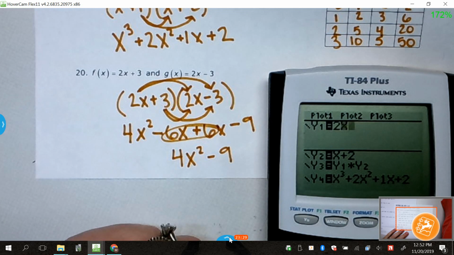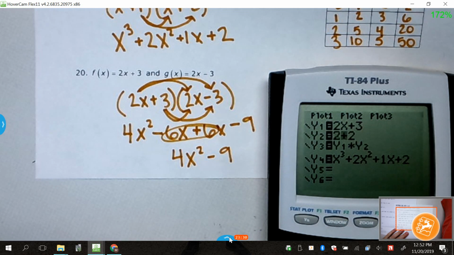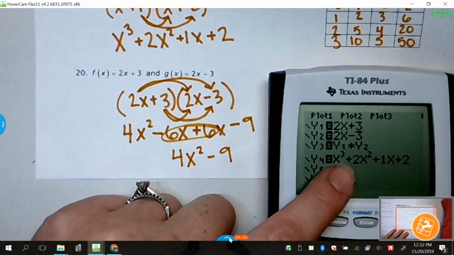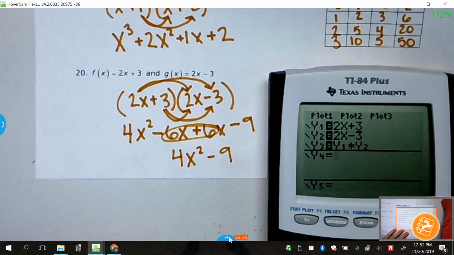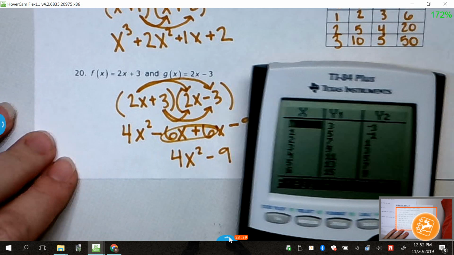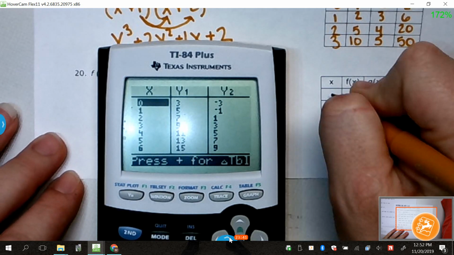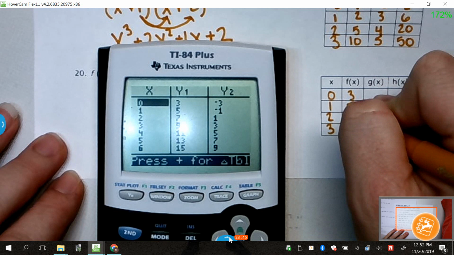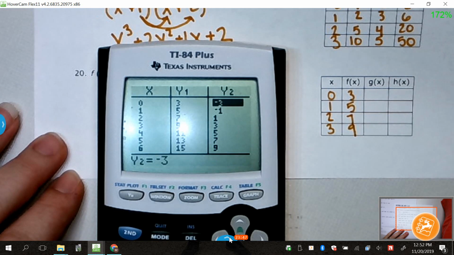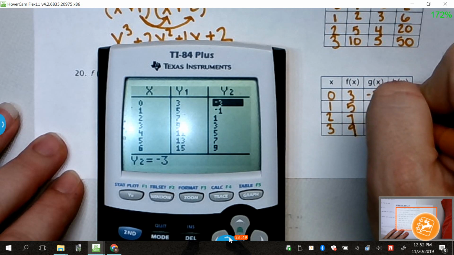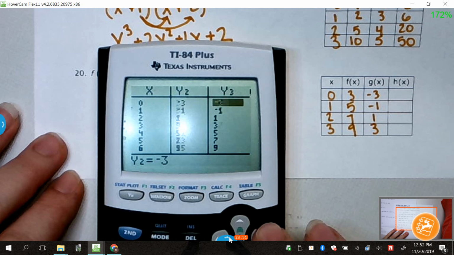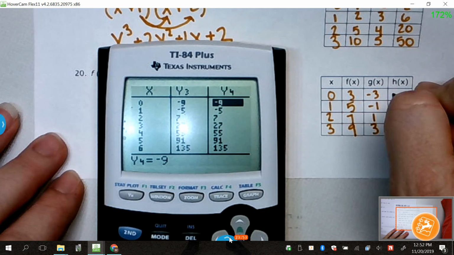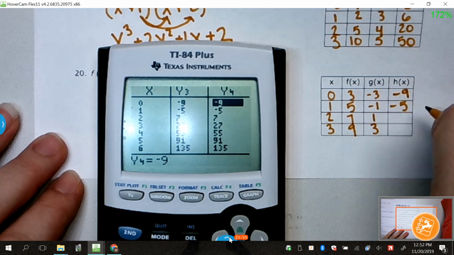So 2x plus 3, 2x minus 3, y1 times y2, 4x squared minus 9. So this gives me 3, 5, 7, 9. Negative 3, negative 1, 1, 3. And they match, so I was right. Negative 9, negative 5, 7, 27.